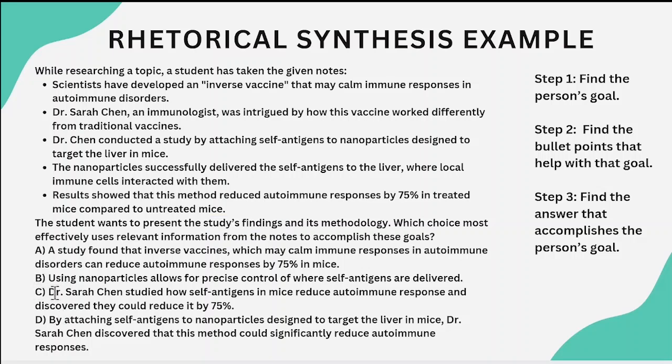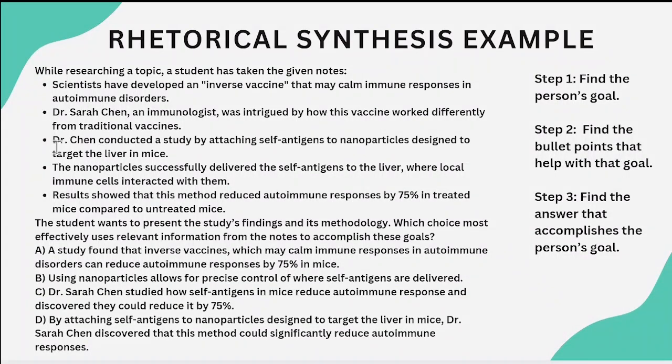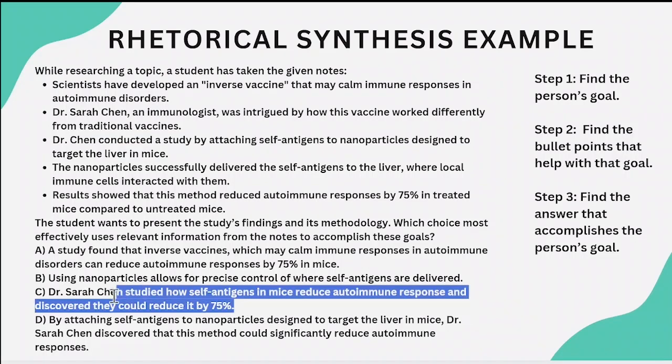Now we go to C. Dr. Sarah Chen studied how self-antigens in mice reduce autoimmune response and discovered they could reduce it by 75%. So this is great. This is essentially the exact finding. This is what happened. But we're missing the methodology once again. We need to understand why it happened. We're looking for these parts right here, talking about how the study was done, and that's not in this one.